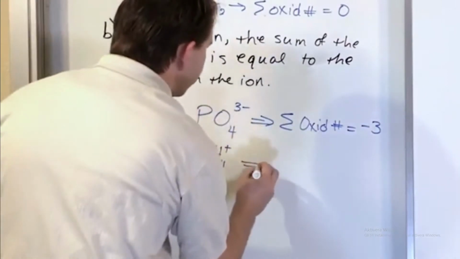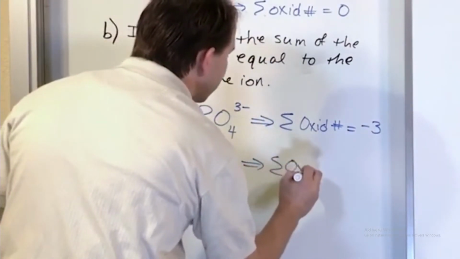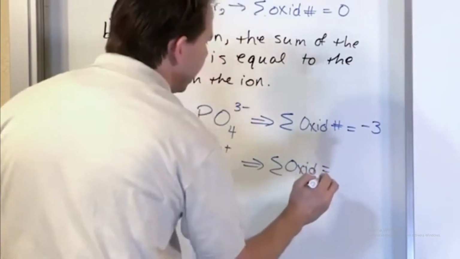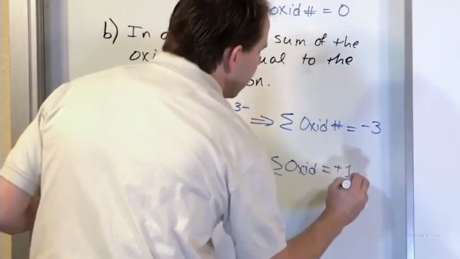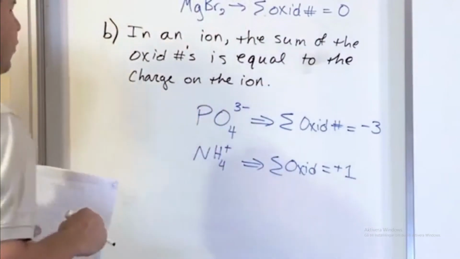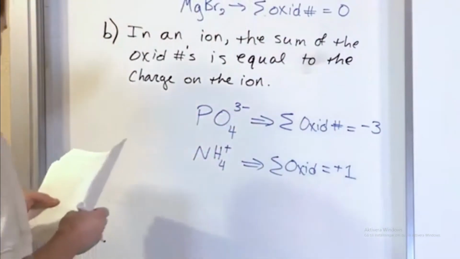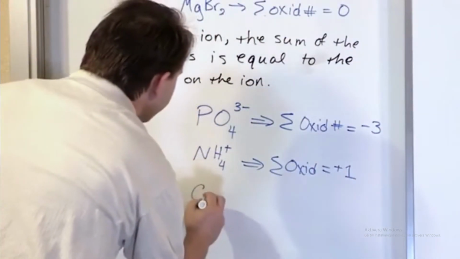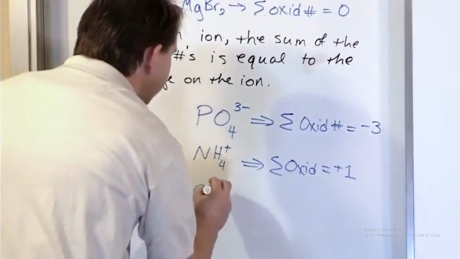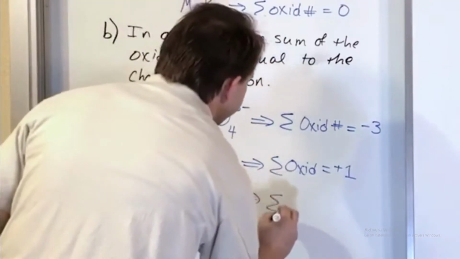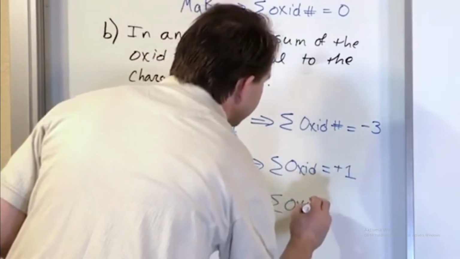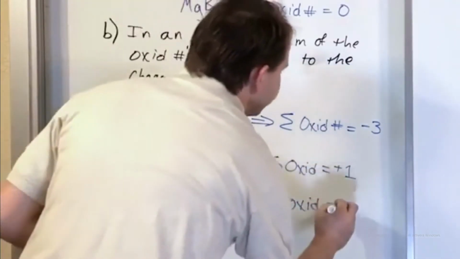All right. So again, the sum of the oxidation numbers in this case is going to equal +1, because the total charge of this whole ion is +1, so the sum of the oxidation numbers are going to be that. What about a chromium ion, a single atom that has a charge of +3, right? So that means the sum of the oxidation numbers is going to equal +3.